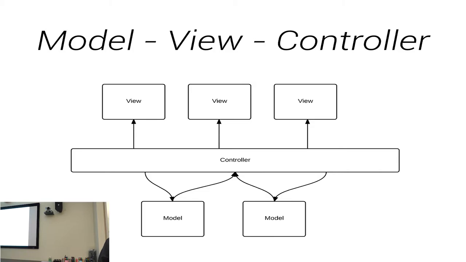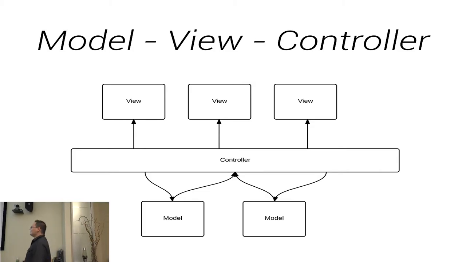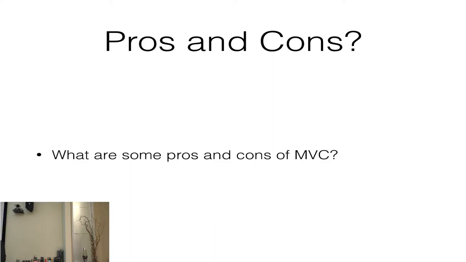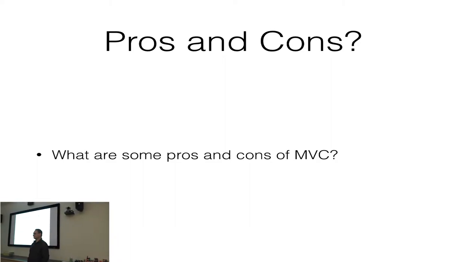What are some pros and cons of using MVC? Well, like you said, code separation is a good thing. Code separation? It assumes the controller should be controlling the model and the view, which isn't always applicable. Right. Lots of responsibility on the controller. Maybe it's doing too much.